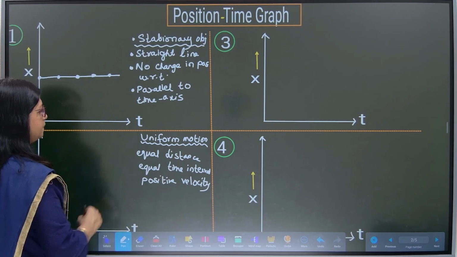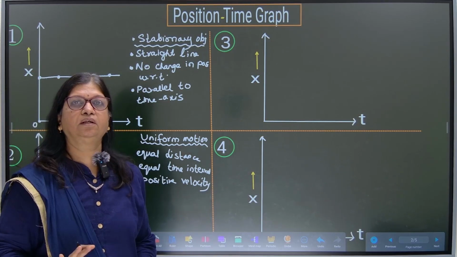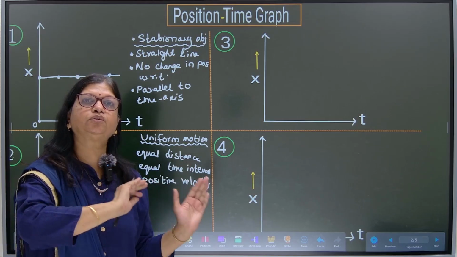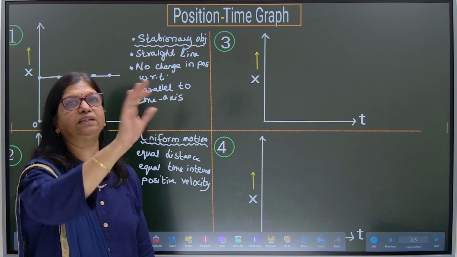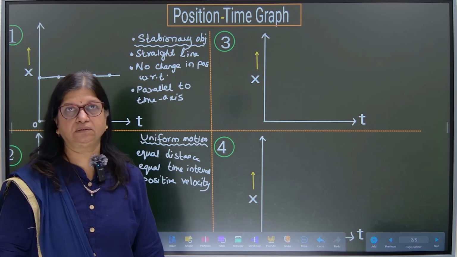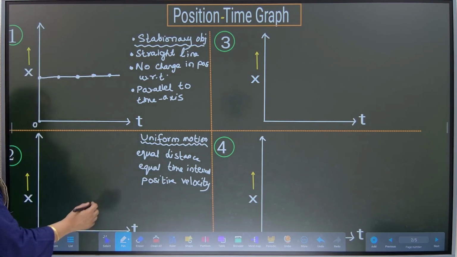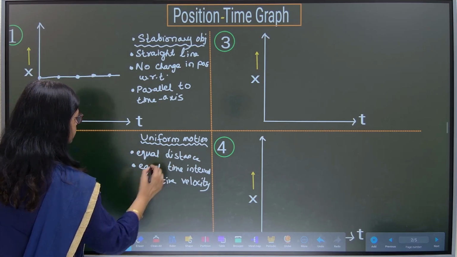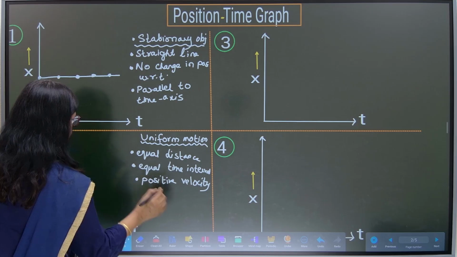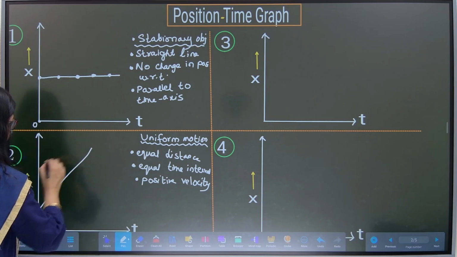Correct? What does it mean? That as the time goes, the position also should go positively. I am going in the front, positive x-axis or positive y-axis. Okay, so then what kind of a graph will I get when the motion is uniform motion and its velocity is positive? It has to be a straight line.